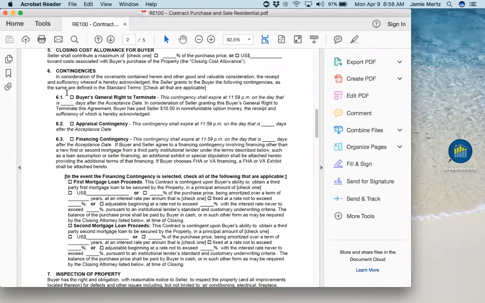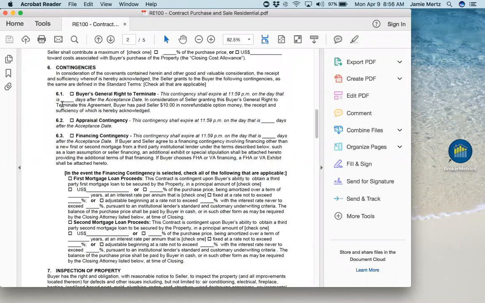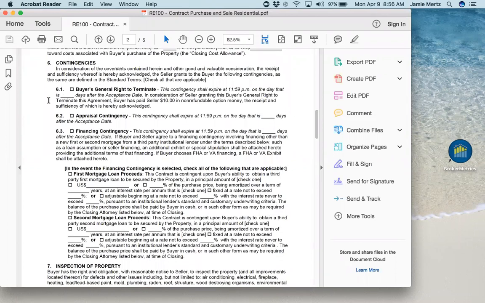So in paragraph 6.1, buyer's general right to terminate, this is your buyer's due diligence period. You're going to check that box, and then you're going to fill in the number of days that buyer has for the buyer's general right to terminate. 5 days, 7 days, 10 days. Usually don't go beyond 12 days, but that's between the buyer and the seller to negotiate.